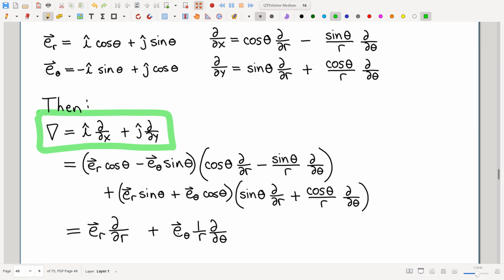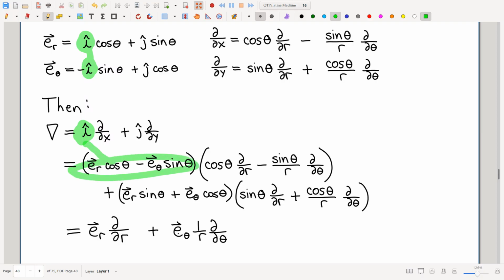And the good news is everything that we need to write this in polar coordinates we already have. So in particular, what am I going to do with i here? How am I going to write i in polar coordinates? Well, I'm going to solve for i in that pair of equations right there. And i turns out to be that right there. You just solve for i. Good little exercise. Make sure you can do that.